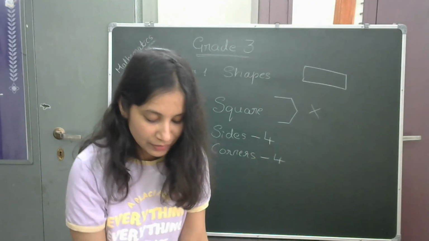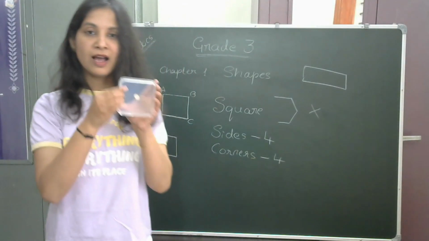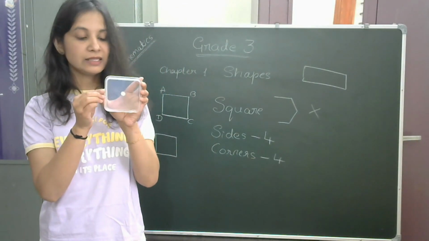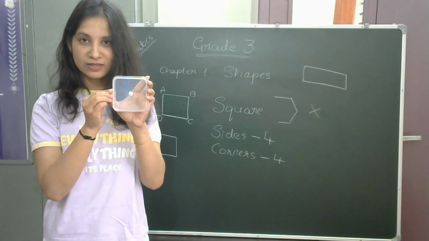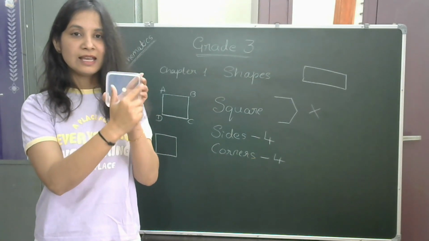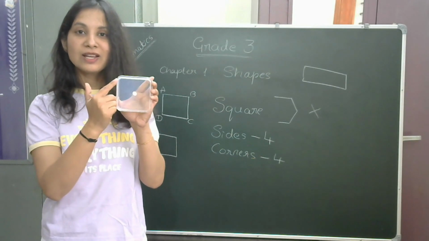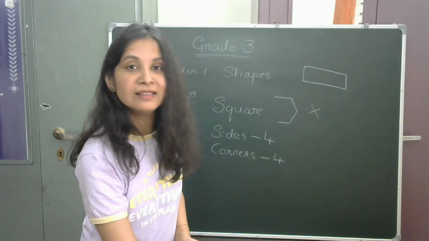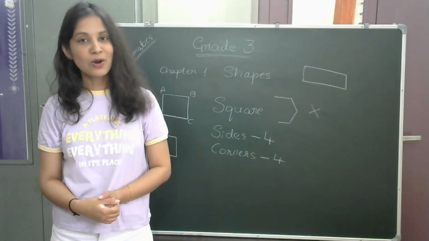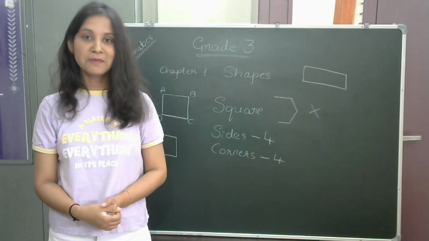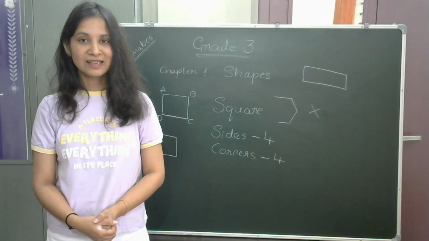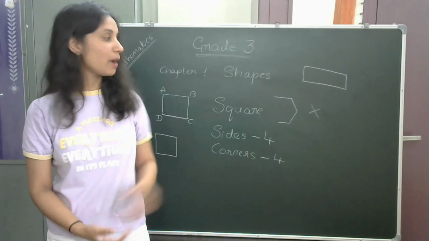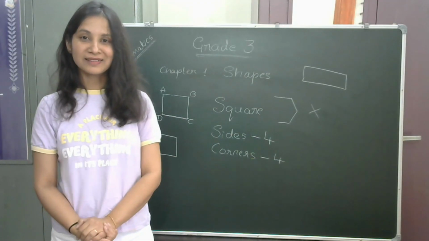And also I am bringing here a lid of a plastic box. I can see this is also in a square shape. Can you go and find these kinds of materials in your home? You can take your mama's help. I hope you have understood about the shape square.